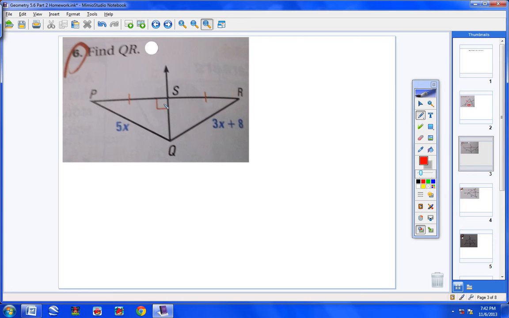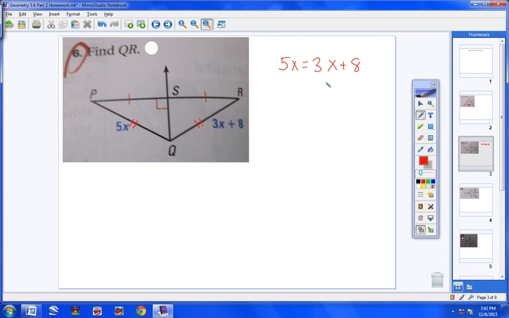Number 6. Well, the directions are the same. First of all, if I have two lines that are intersecting, and this line here is congruent to this line here, and I have a right angle here and here, then I know for sure that this segment here is congruent to this segment here. So I can definitely say that 5x equals 3x plus 8.